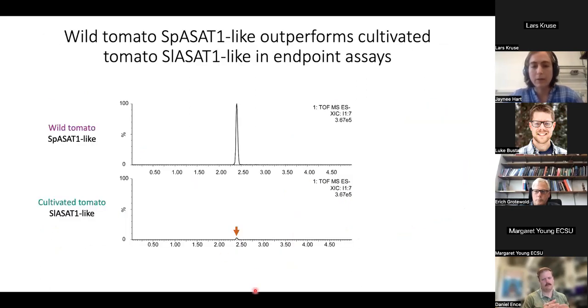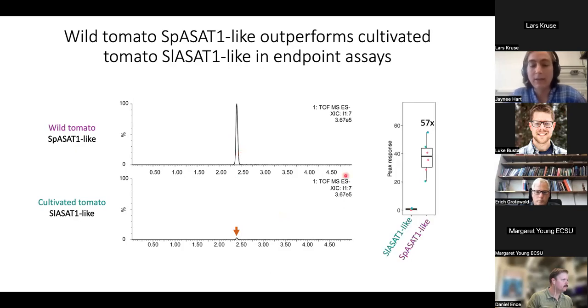So in my pathway discovery project that I was talking to you about in the first half of the talk, I was trying to characterize the cultivated tomato ASAT1-like to see how it falls in the pathway. And as a part of that work, I also looked at the activity of the wild tomato version of ASAT1-like. I was very surprised to see the difference in magnitude of activity between these two enzymes. You can see in this endpoint assay that the quantity of this monoacyl inositol that the wild tomato enzyme is able to make is just much larger than what we see for cultivated tomato. And that was pretty striking to me.